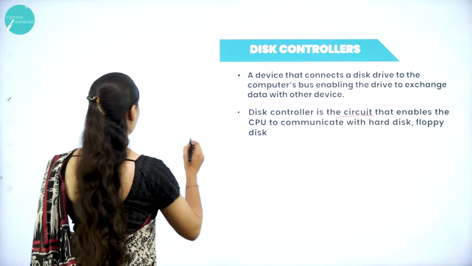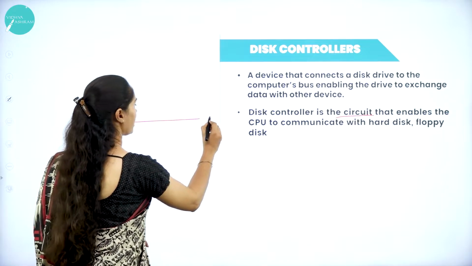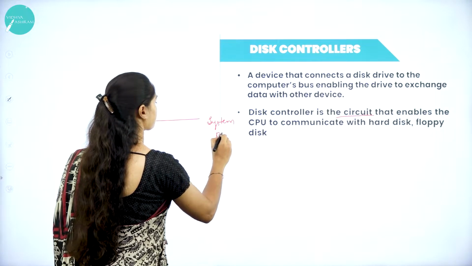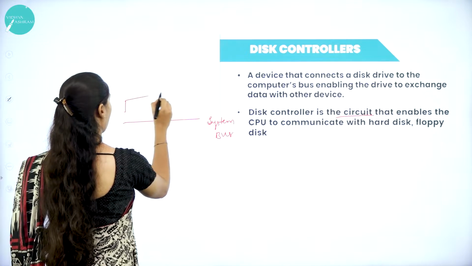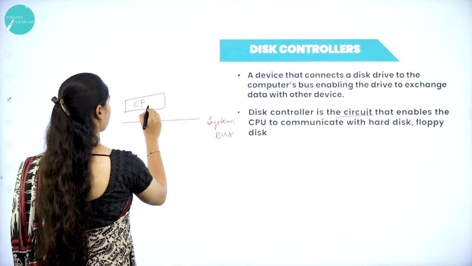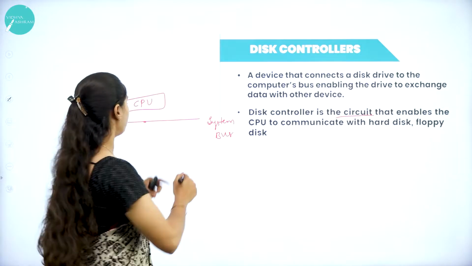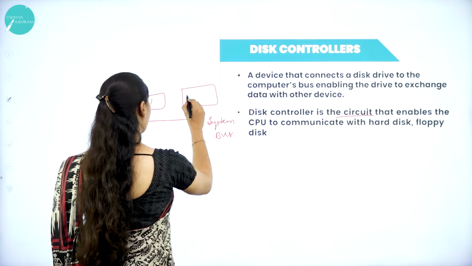Let me write one thing. Consider this as a system bus. Here I have the processor or CPU. After that, here I have memory.